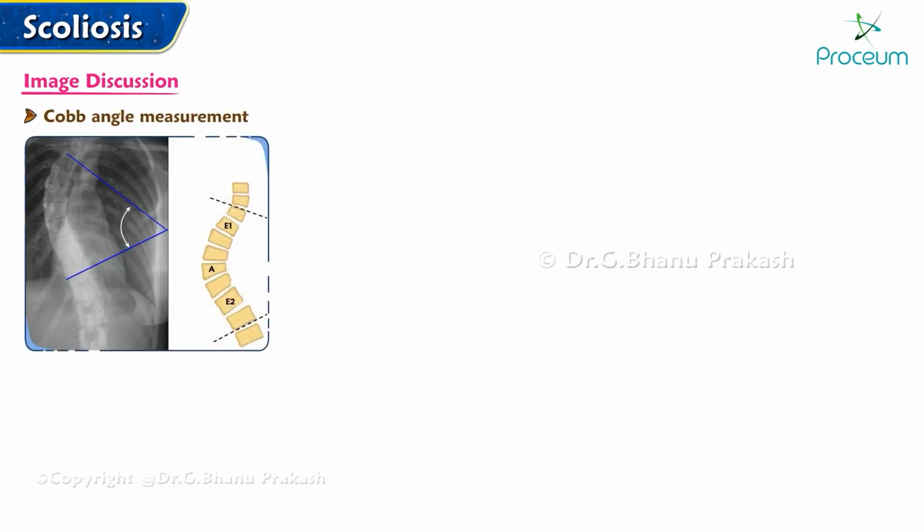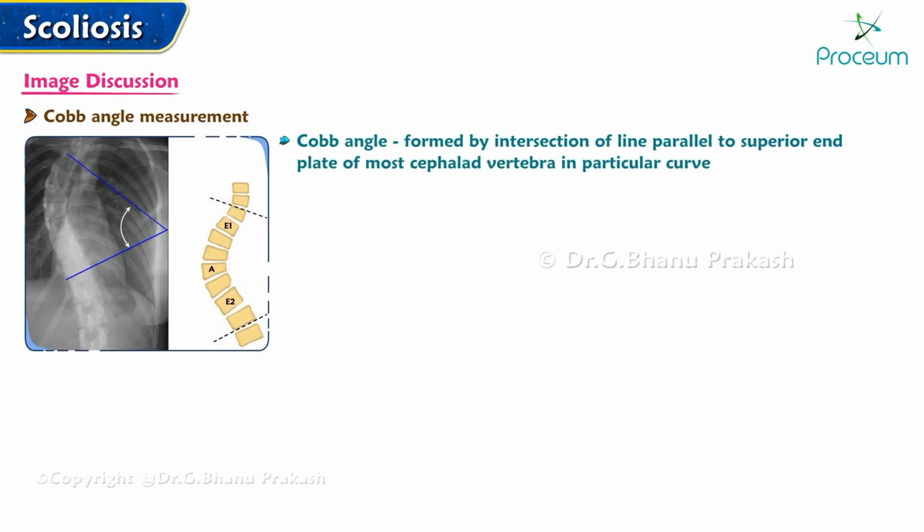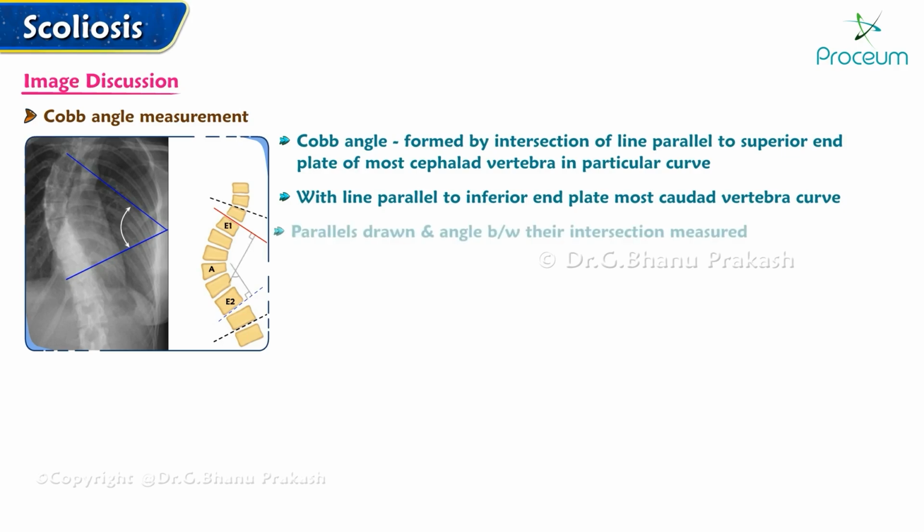Let's talk about the Cobb angle measurement for scoliosis. The Cobb angle, shown by the arrow in the radiograph, is formed by the intersection of a line parallel to the superior end plate of the most cephalad vertebra in a particular curve, with the line parallel to the inferior end plate of the most caudal vertebra of the curve. The intersection of these lines may occur outside the border of the actual film. Therefore, by convention, perpendiculars to the parallels are drawn, and the angle between their intersection is measured. The Cobb angle in the above radiograph is 63 degrees.